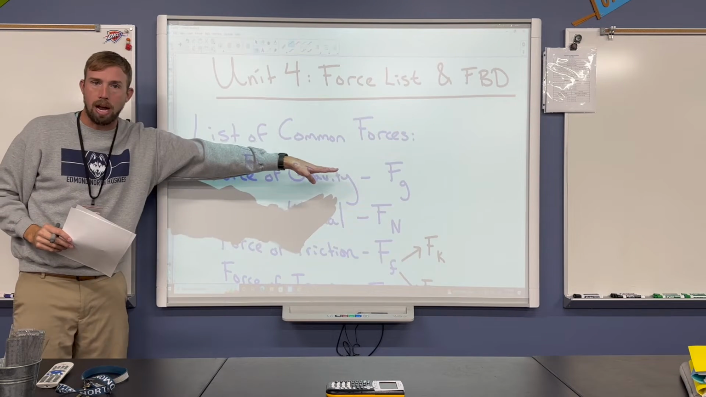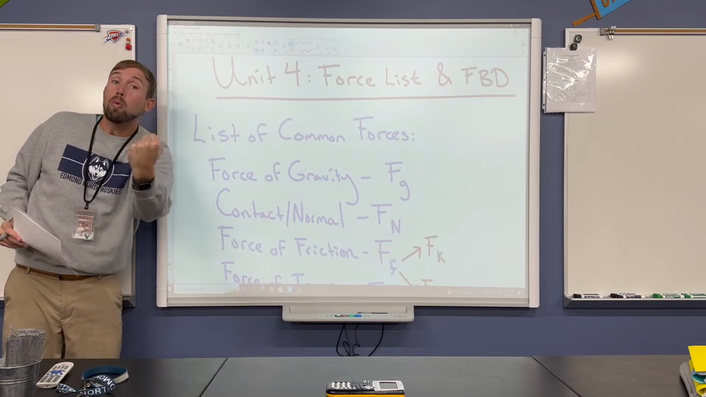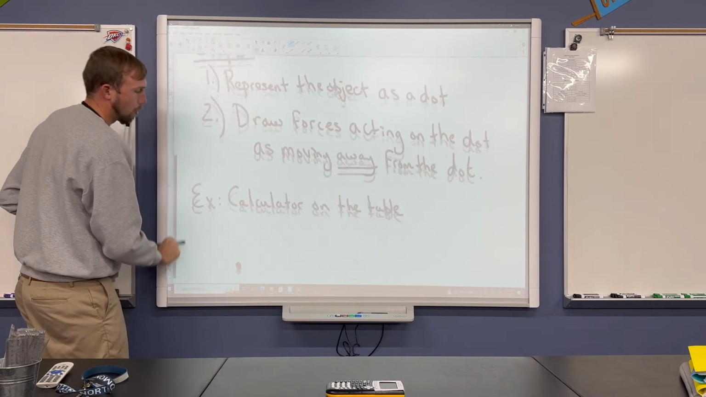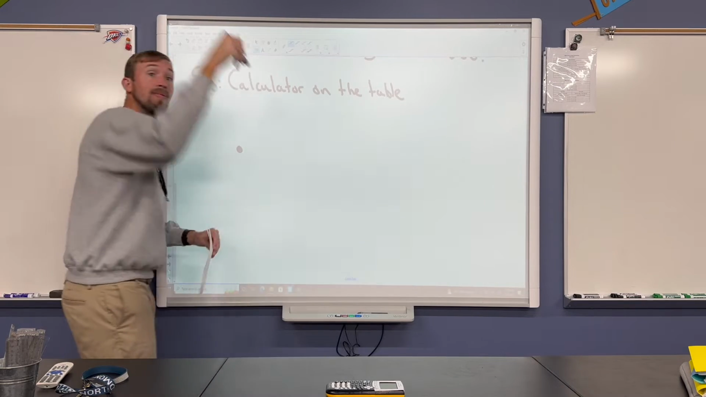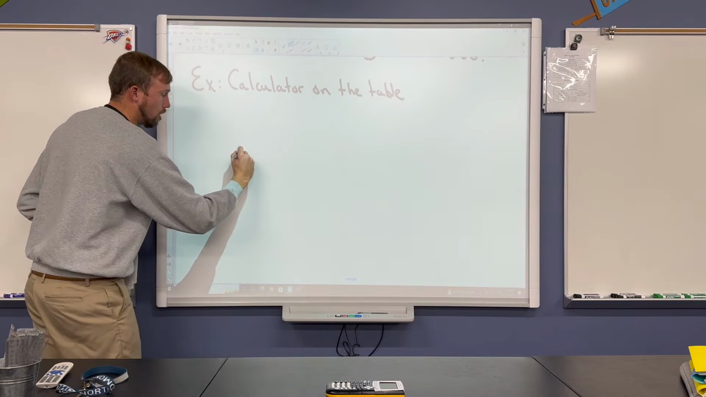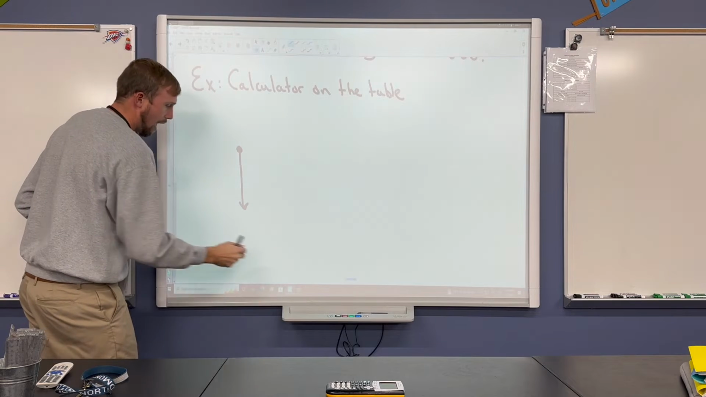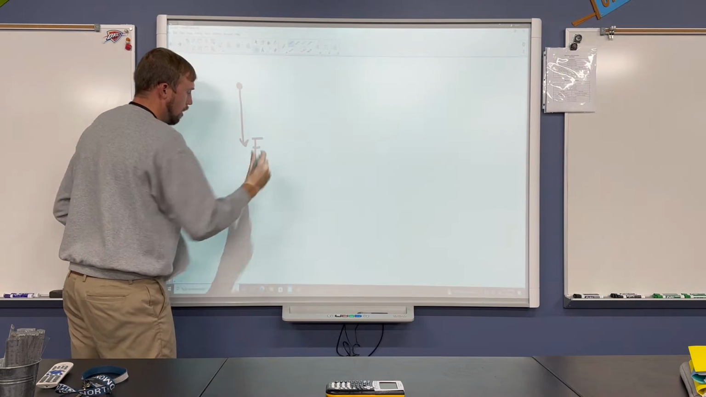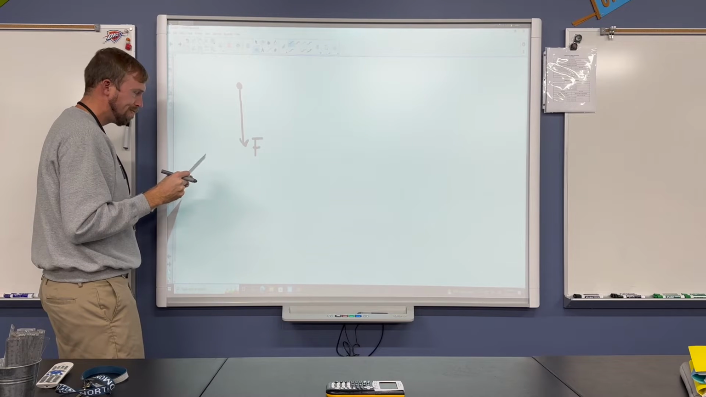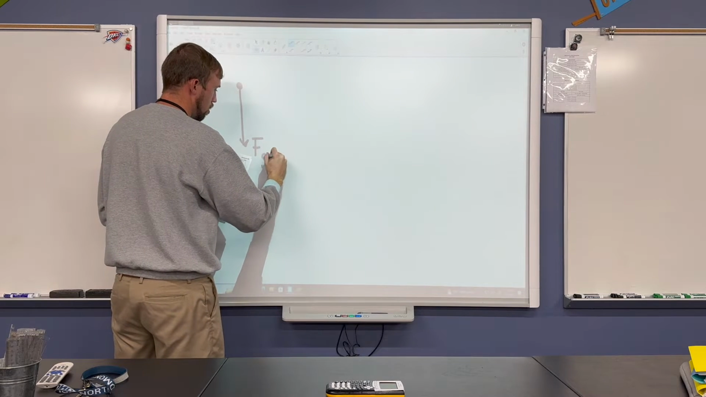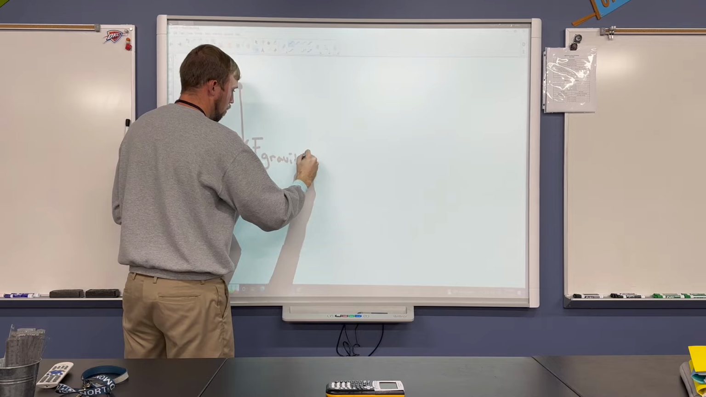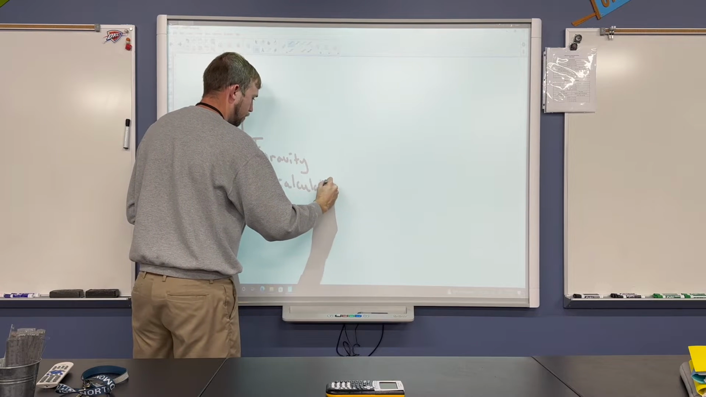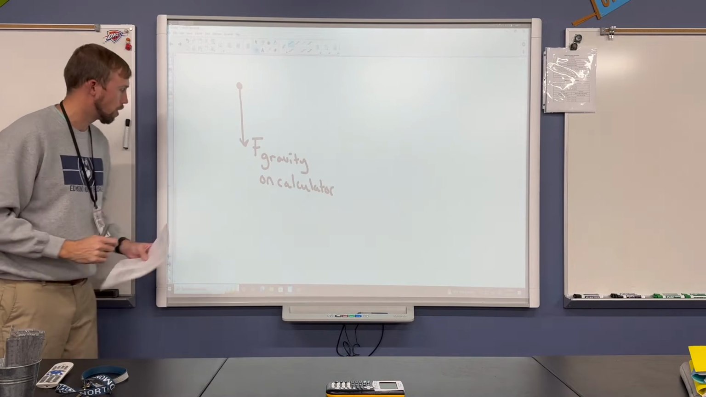Do we have a force of gravity? We do. We're on Earth. Earth is wanting to pull that calculator down toward the Earth. So I would write down here an arrow going in that direction. So I start on the dot, force goes away. And then I would label that. This would be force of gravity on the calculator. So something like this. Okay, that would be one force.